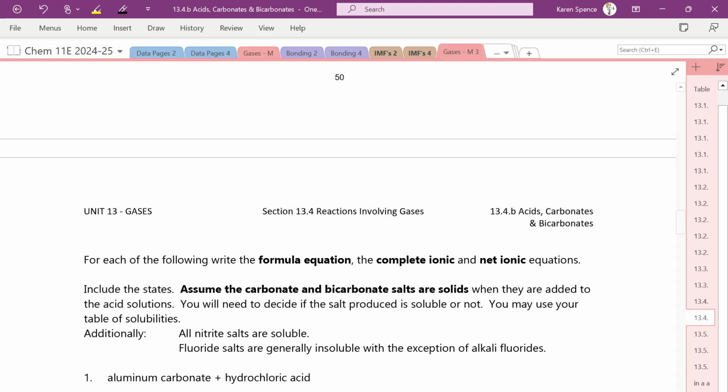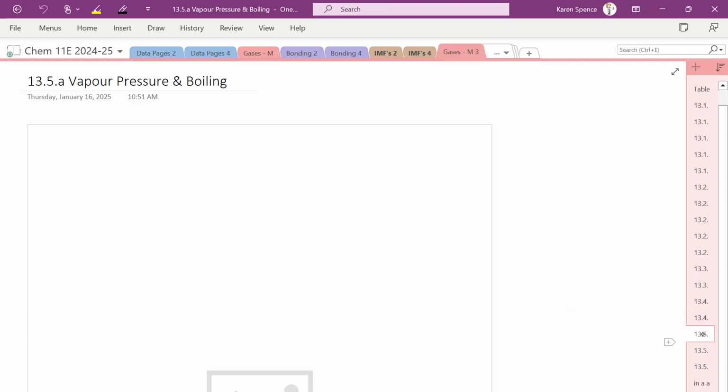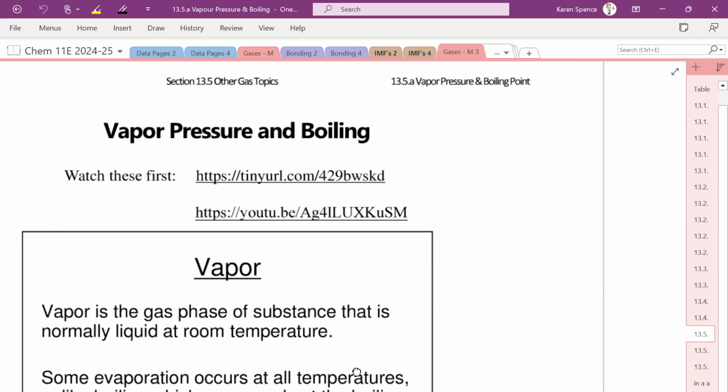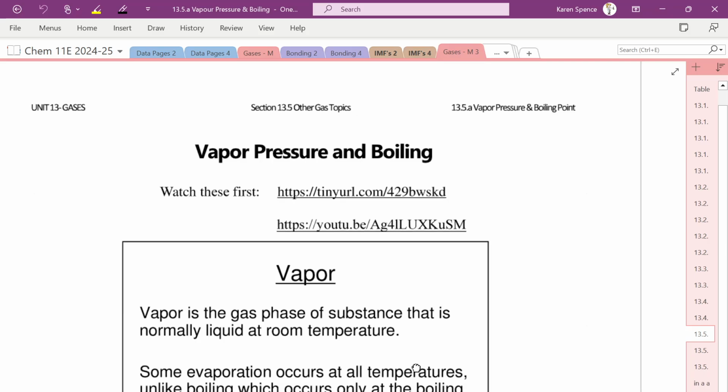And then there's some exercises: formula equation, complete ionic, and net ionic. Okay. Just a nice little review there. We are going to watch a wee little video on vapor pressure and boiling.